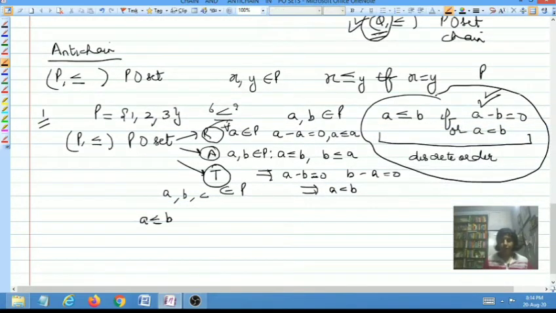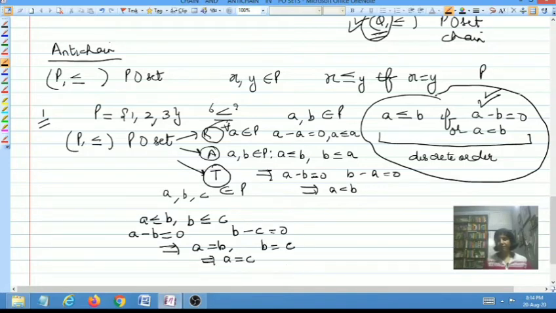such that A is related to B and B is related to C, then by definition of less than equal to, A minus B is equal to 0 and B minus C is equal to 0, which means that A is equal to B and B is equal to C, which actually means that A is equal to C, and which means that A is related to C. So A related to B and B related to C, first related to the second and second related to the third, implies first is related to the third. So all the 3 properties are satisfied: reflexivity, antisymmetry and transitivity.